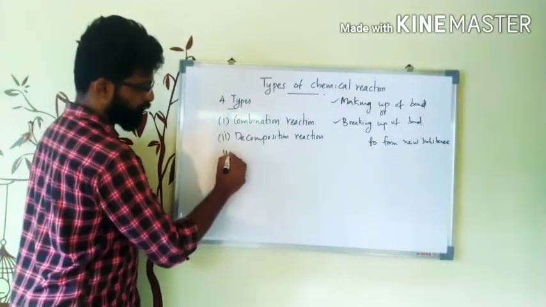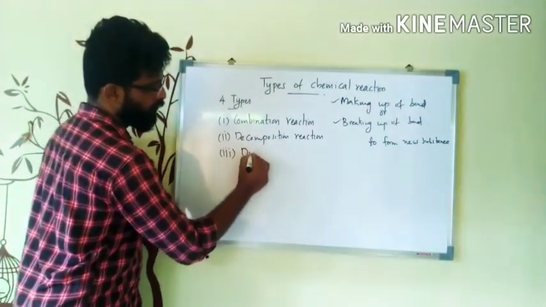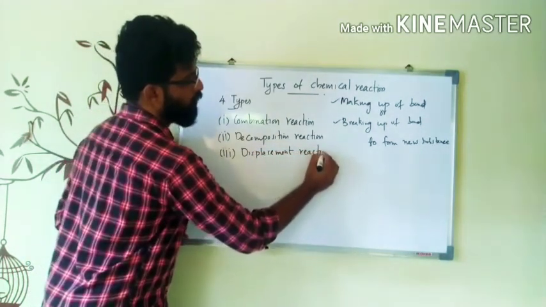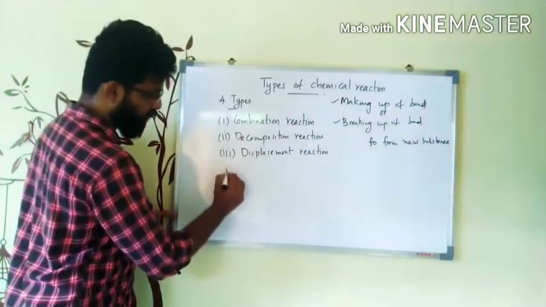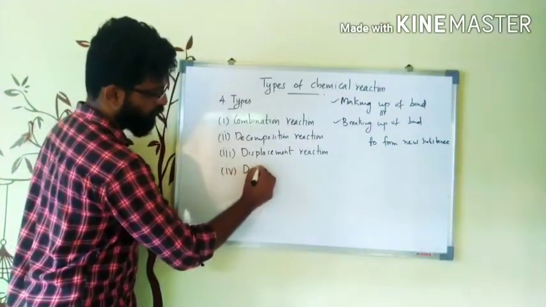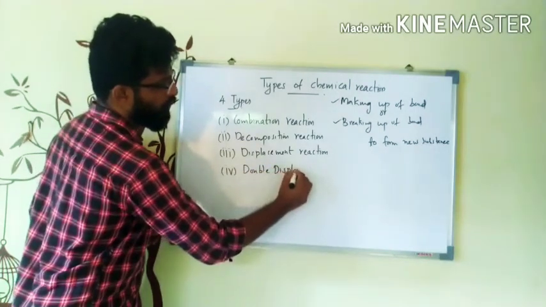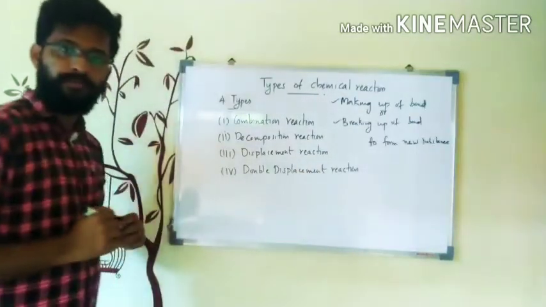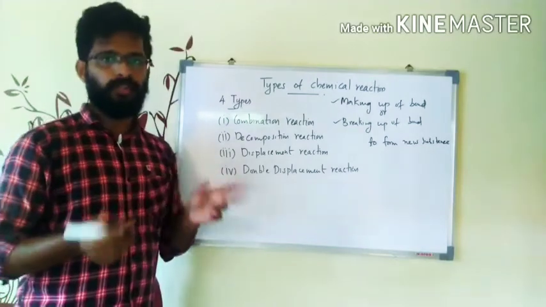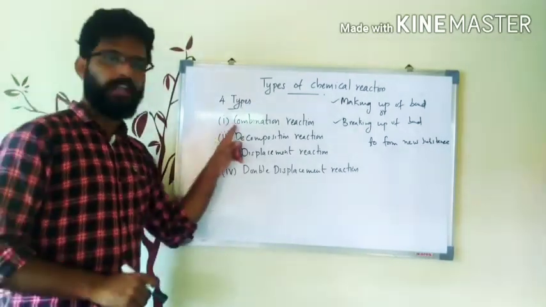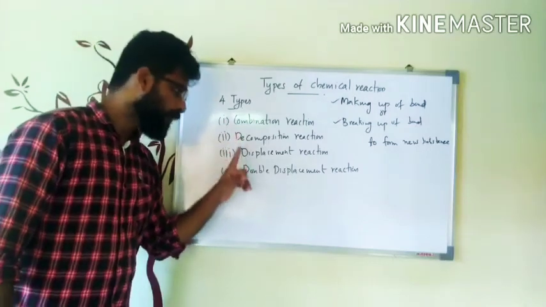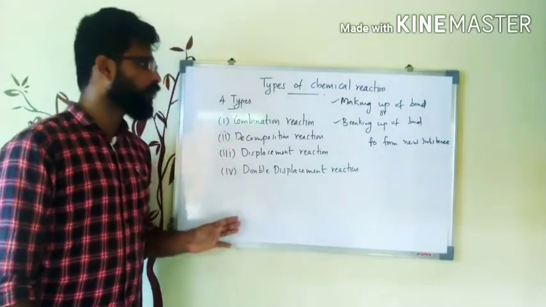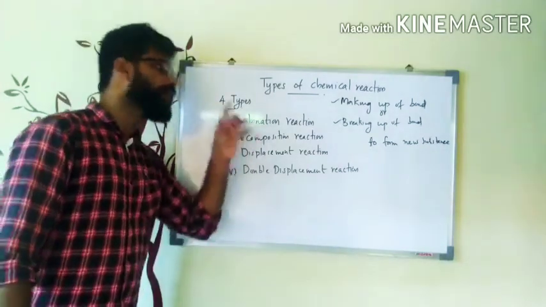Third one, displacement reaction. And fourth one, double displacement reaction. So once again, there are only 4 types of reactions: combination reaction, decomposition reaction, displacement reaction, and double displacement reaction. In these 4, first we are going to discuss combination reaction.